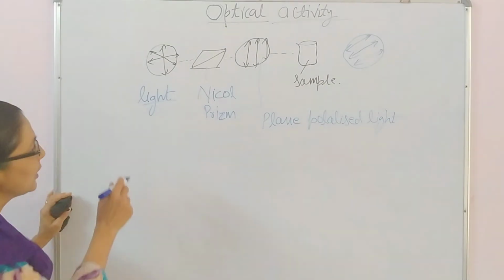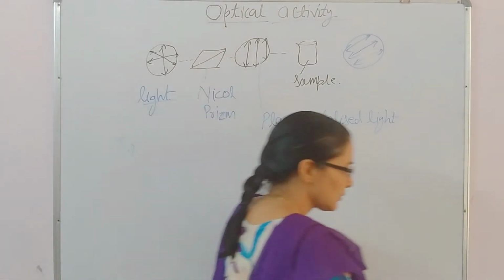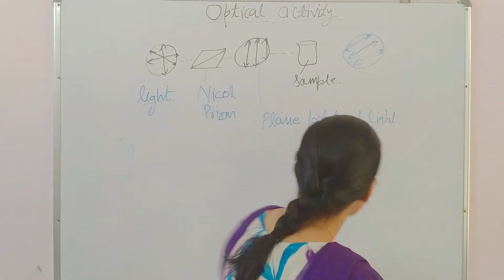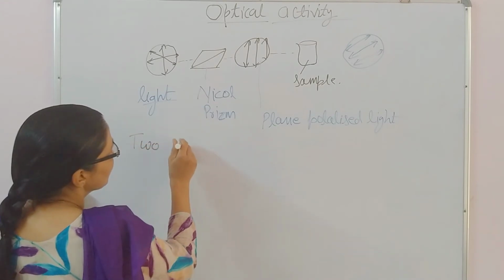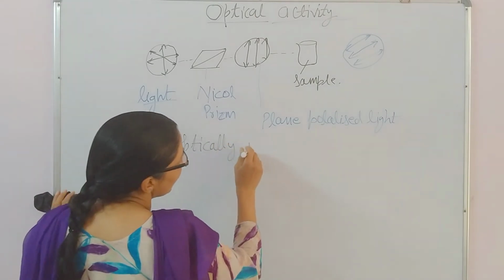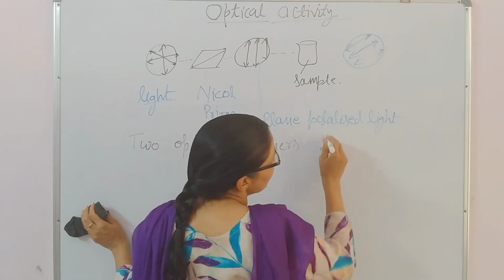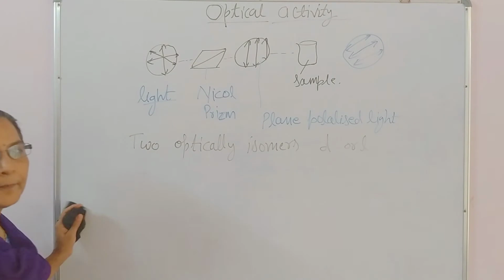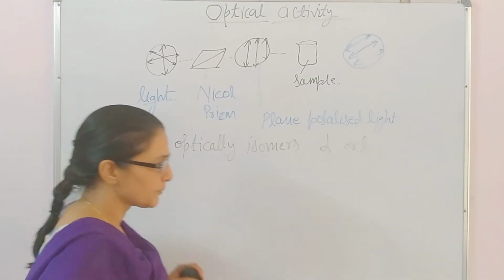So these two optical isomers, optically active isomers, can be represented as D or L, dextro or levo. They are also known as enantiomers.